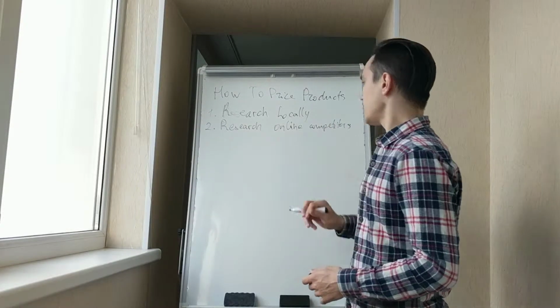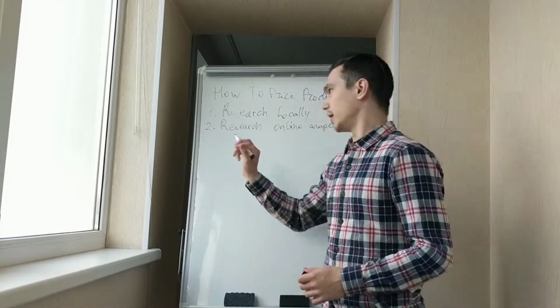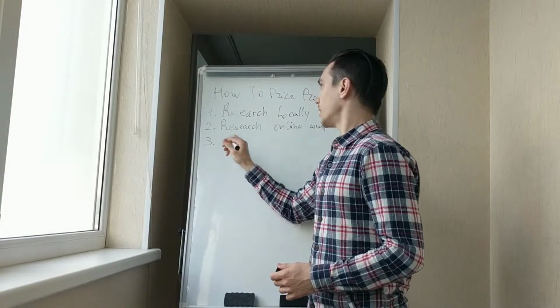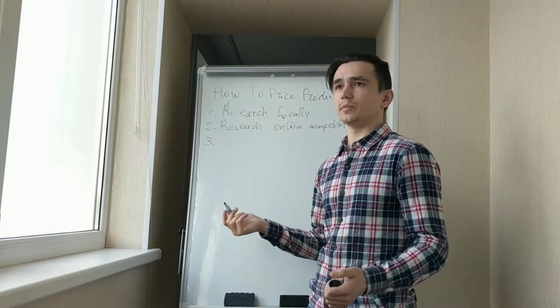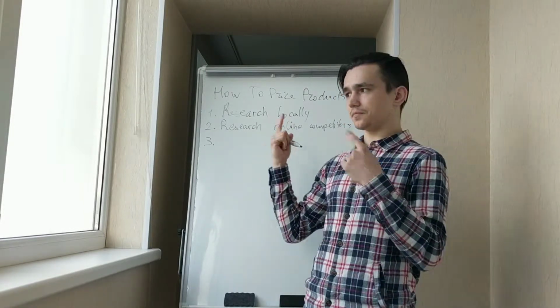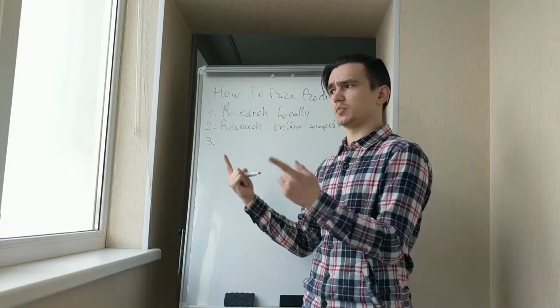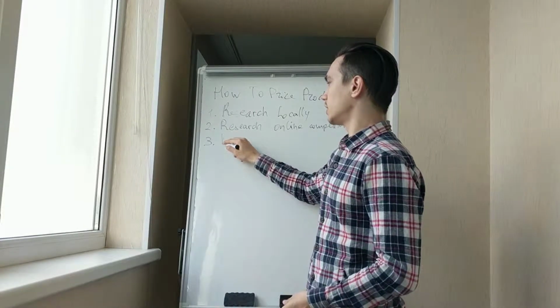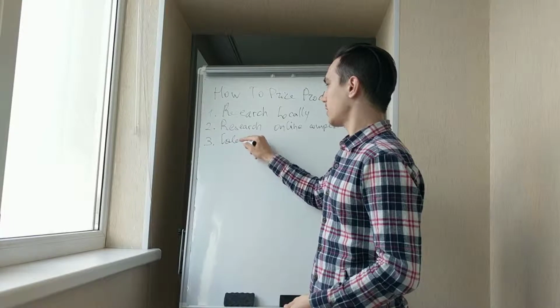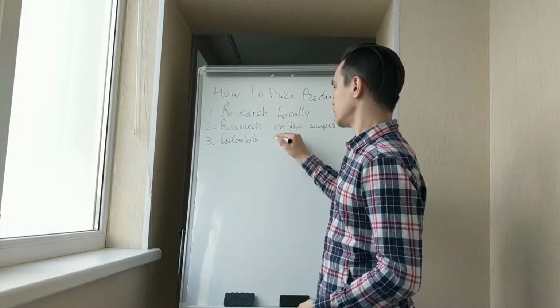Okay, and the third thing you need to know about when you're pricing your products is to know your numbers. To know your numbers means to know how much you're spending for cost of goods and services, how much you're spending on advertising, and what your profit margin is. So calculate profit margin.